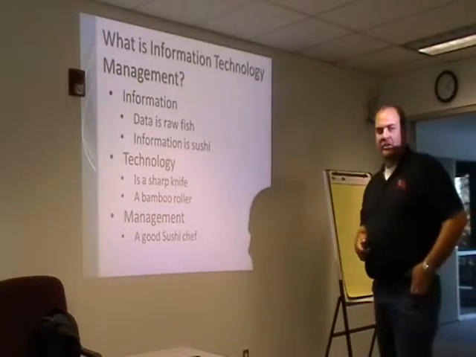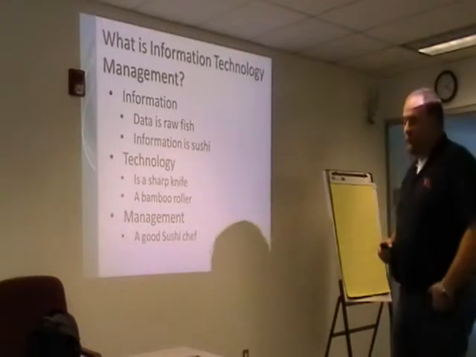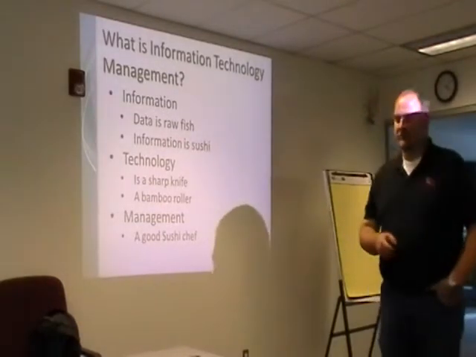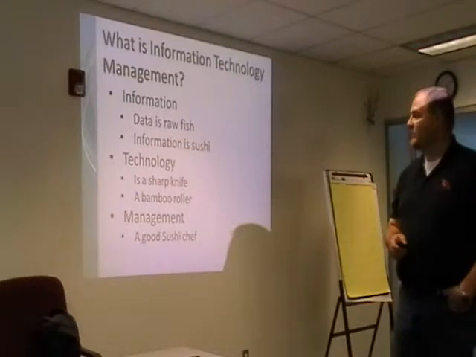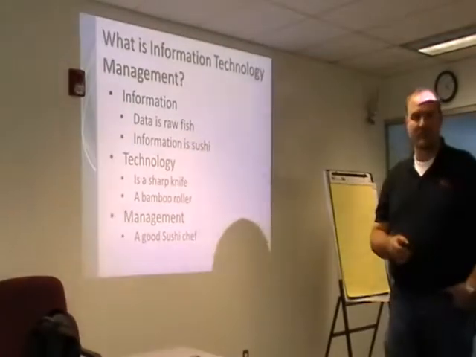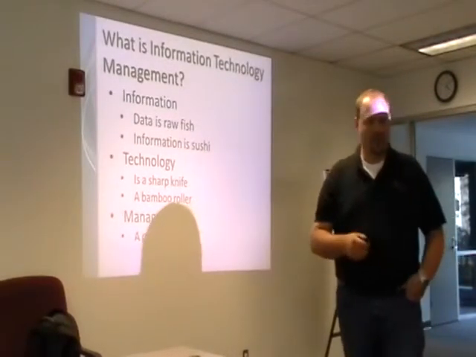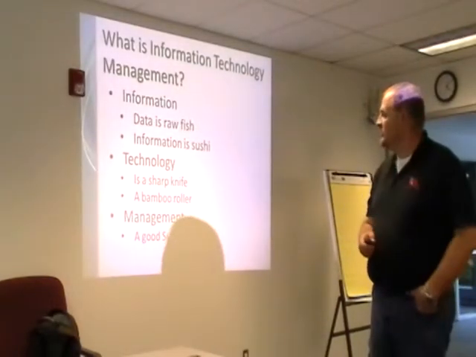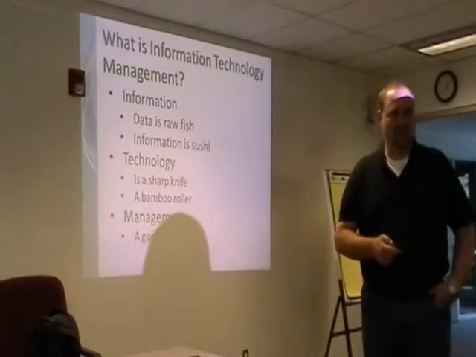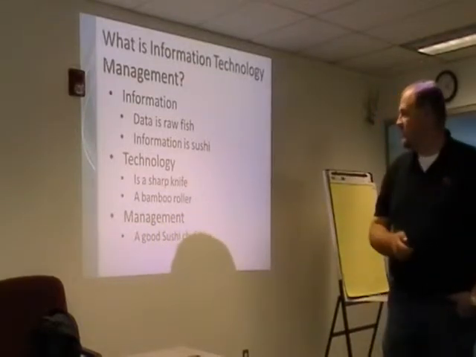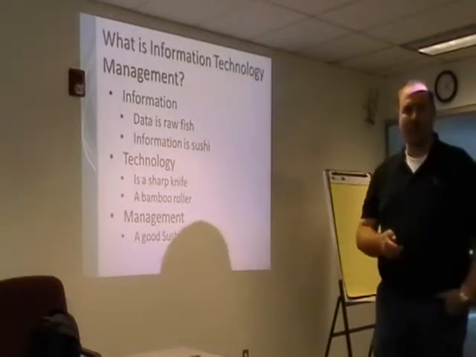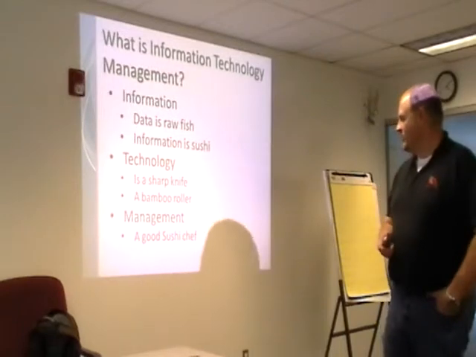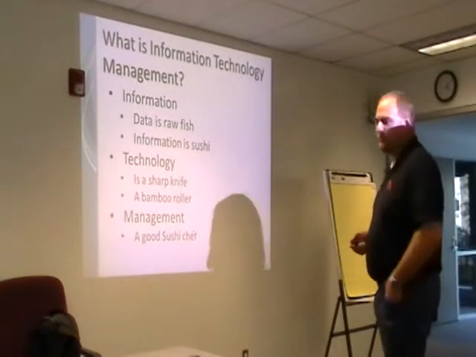What is information technology? Well, let's break it into its 2 forms, information and technology. Information is essentially the gathering of data and giving you something you can make decisions with. Data is nothing unless you can make a decision with it and it informs you. So data is like raw fish and information is like sushi. Technology is a sharp knife and a bamboo roller. Management is a good sushi chef.